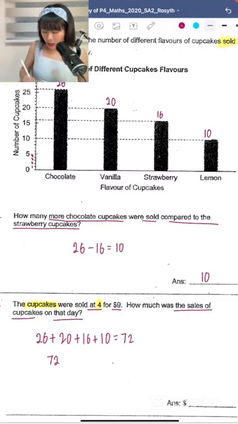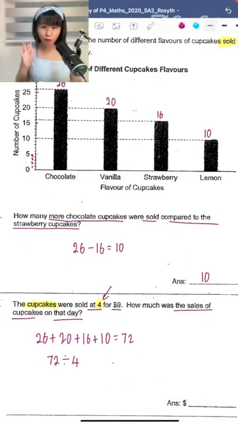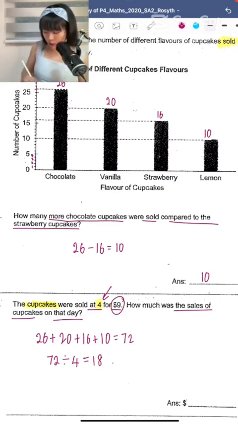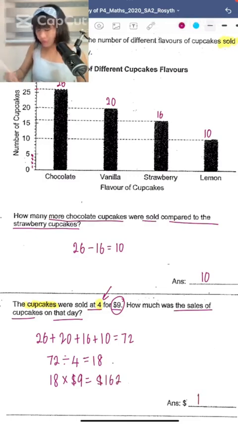72 cupcakes, if I were to sell in groups of 4, I want to know how many groups I can sell. You will take 72 divided by 4. You do all your long division, you get 18. 18 groups that you can sell. Each group is $9, so 18 times $9. Okay, same thing, you do out your working, you should get the answer of $162. Okay, that is the sales of the cupcakes on that day.